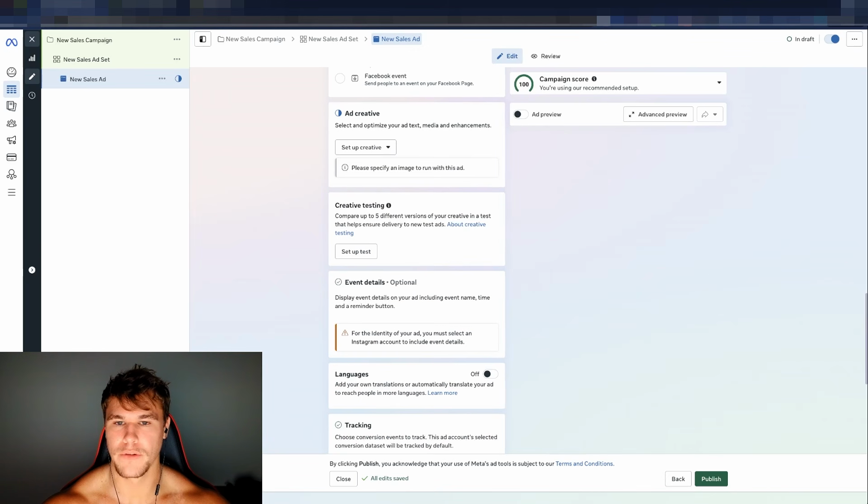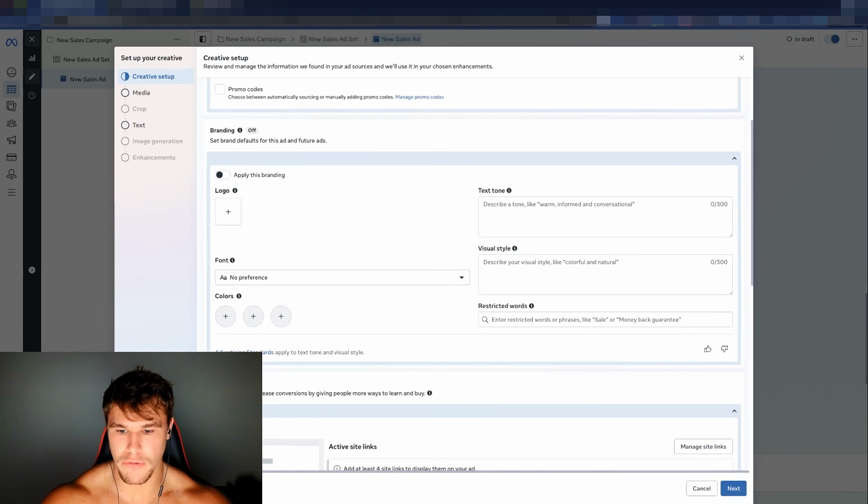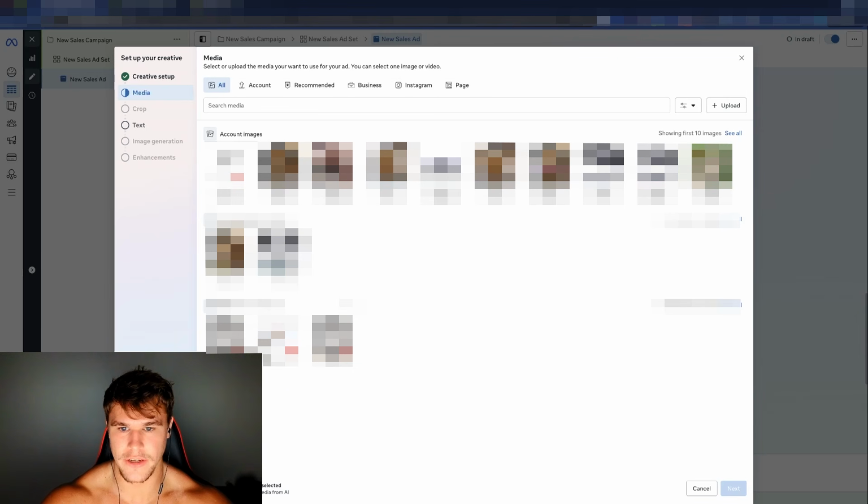Now let's actually upload the creative. Let's say we're running image ads in this case. We go ahead and select image ad. So as we're going through the creative setup, again, make sure that just about every setting here is turned off. If you want to split test it later down the line, you can, but for me personally, I keep everything off here. So promo codes is unchecked, branding off, site links off, products off. We're going to hit next and actually upload the creative.